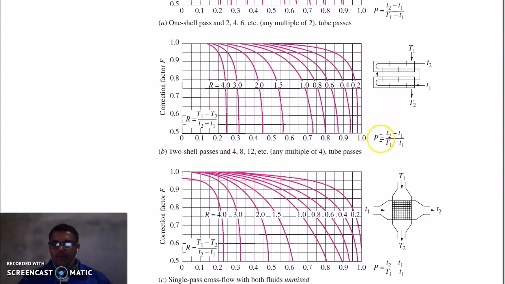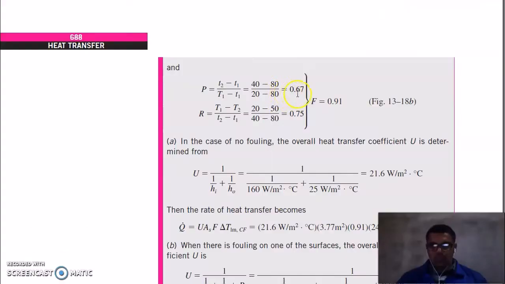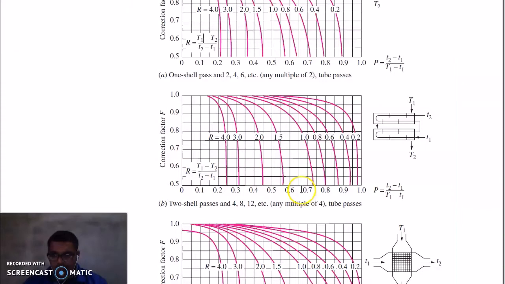Now we have to find the correction factor. This is the value of temperature ratio P, and this is the value of temperature ratio R. Now we know temperatures T2, T1 and t1. You can find the value of P and R, which in this case are 0.67 and 0.75, and corresponding to these two values the value of correction factor. So P is 0.67, which is here somewhere, and R in this case is 0.75, which is here somewhere. So your correction factor is equal to 0.91.